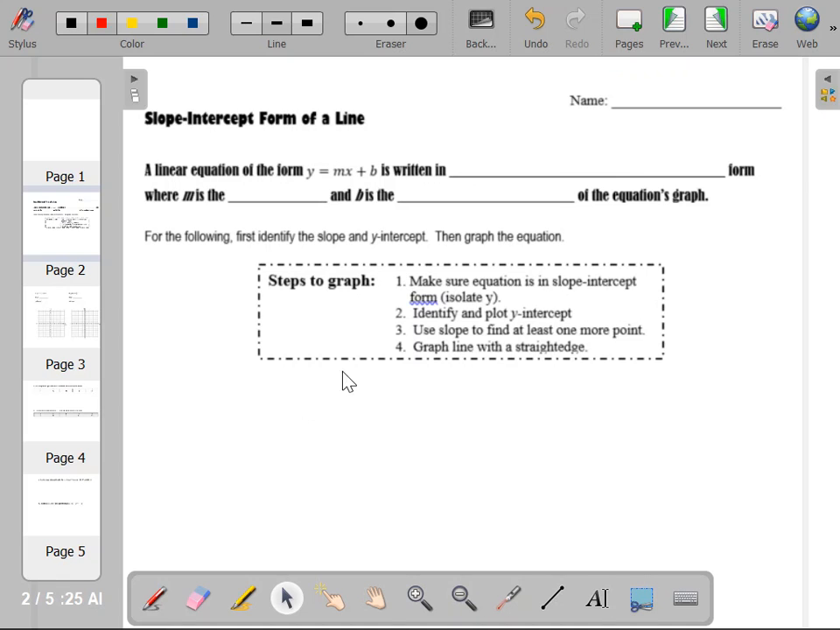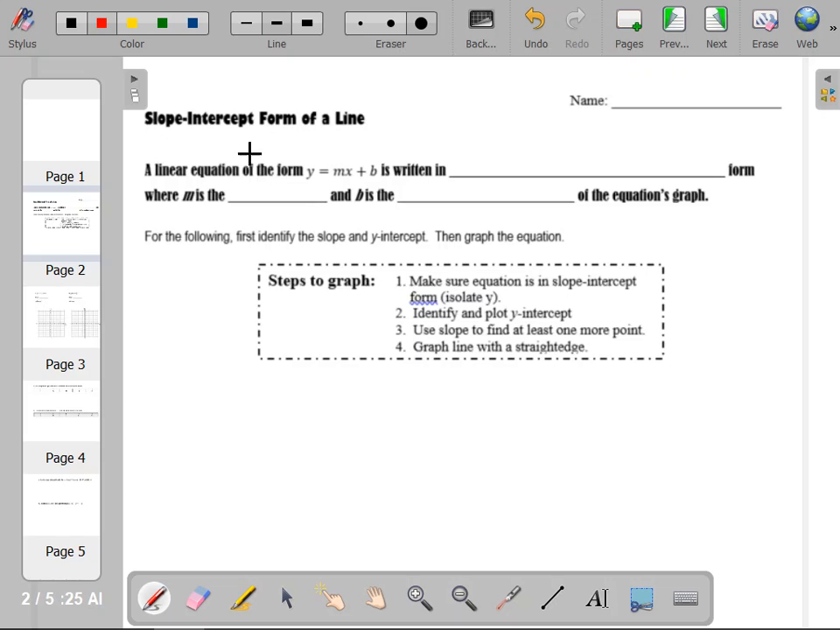Hello, ladies and gentlemen. We're going to talk a little bit about slope-intercept form of a line here. I'm going to try and show you all the different ways you might be asked to write the equation of a line in slope-intercept form. The first thing we're going to do is start off with some basic vocabulary here.